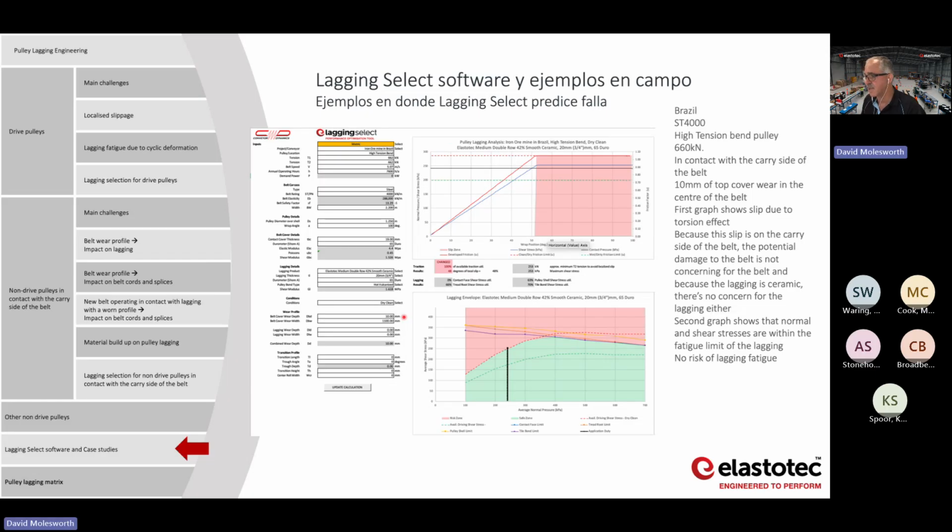So in Lagging Select, when you enter all the data in, you can see up here T1 and T2 are the same, 66 kilonewtons. And we've put all the other information in that we put in for drive pulleys, but down here we have the ability to put in a nominal amount of belt wear. Now, if we kept increasing that 10 mil, eventually you'll get to a point where this operational line will come up and exceed one of the fatigue limits, and that's telling you that at that point you can expect that you're going to start seeing some form of substantial damage.